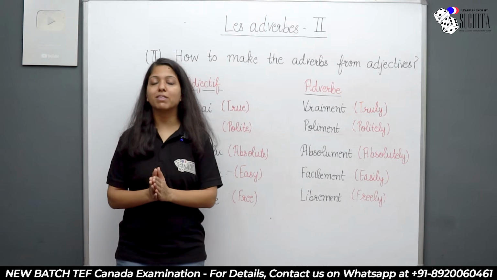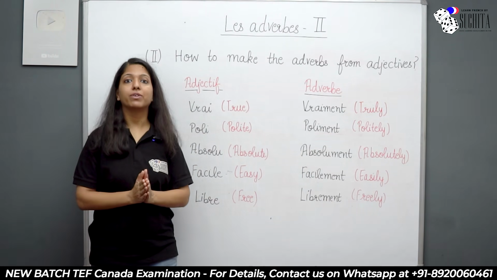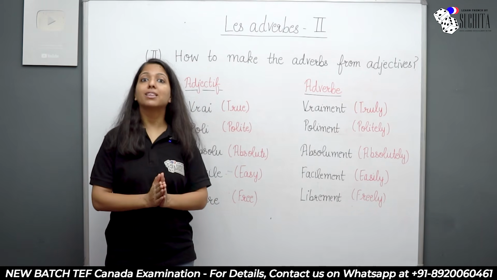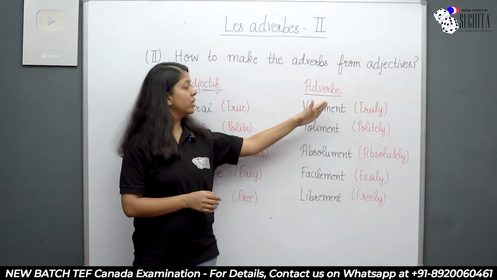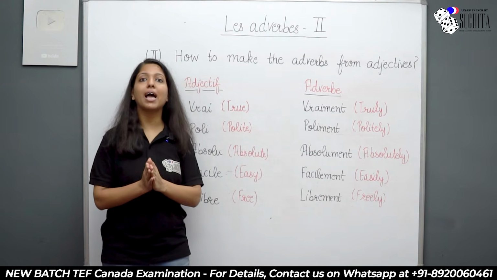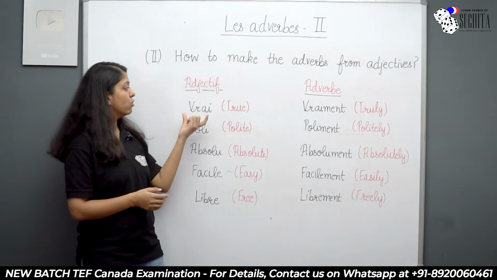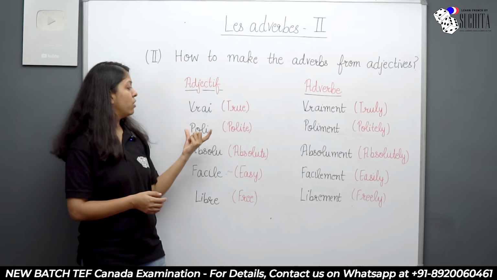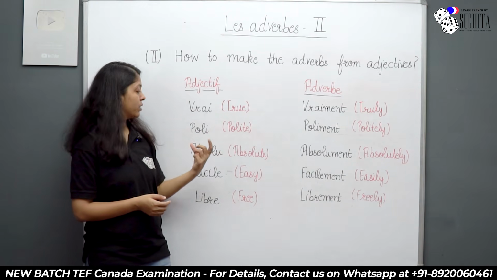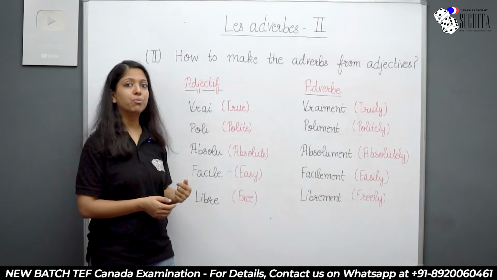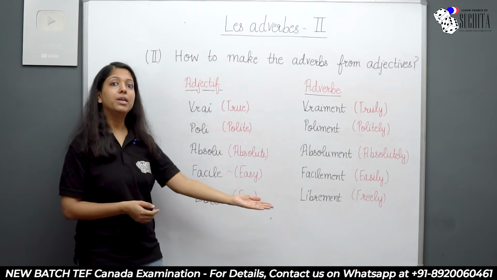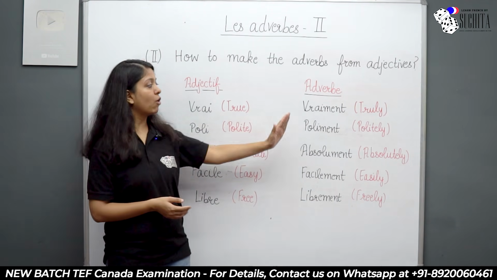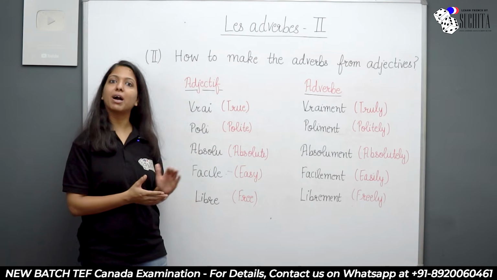And I tell you the rule once again. If your adjective ends with a vowel, then in that case you simply have to write your adjective as it is in the masculine form itself and then add ment to it. So vrai, vraiment. Poli, poliment. Absolu, absolument. Facile, facilement. Libre, librement. And the English meanings of all of them are written with the red marker over here.